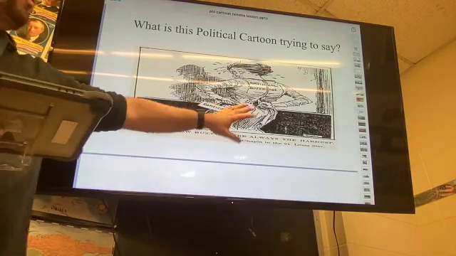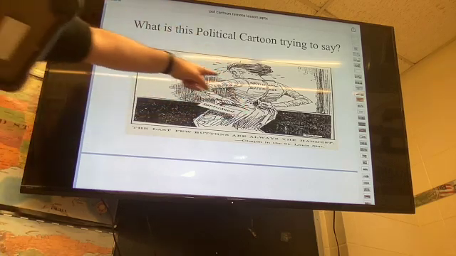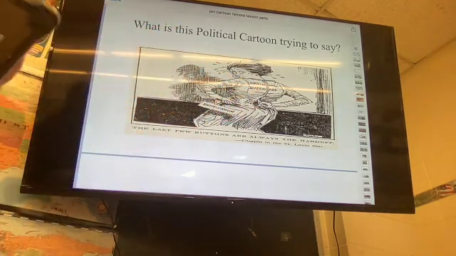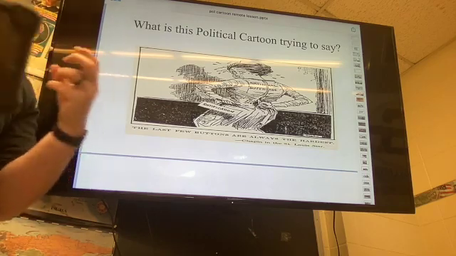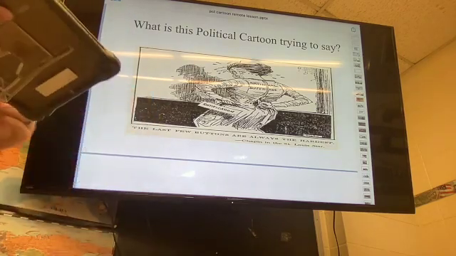So this right here shows a woman trying to button up her shirt. It says national suffrage. It says the last few buttons are always the toughest. In other words, the last steps to give women the right to vote are always the toughest. And let's get going down.